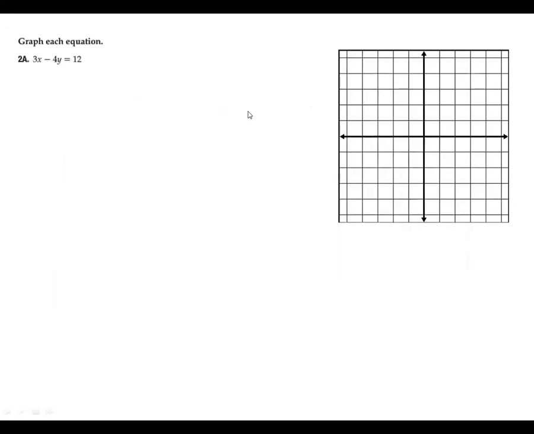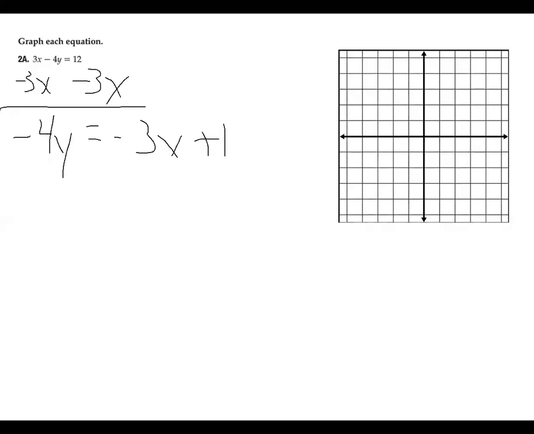All right, here's one for you to try. Graph 3x minus 4y equals 12. Go ahead and pause the video. All right, we're back. What you get? Well, you got to take the original equation, subtract 3x from both sides, and you get negative 4y. Don't forget that it's still minus 4y equals negative 3x plus 12. Then divide everything by negative 4.